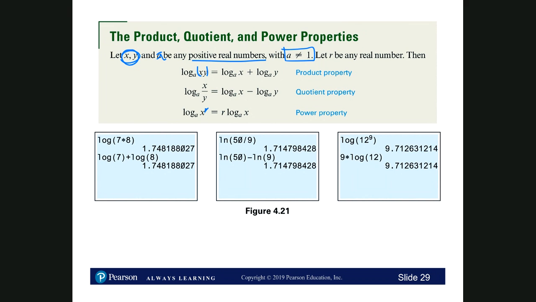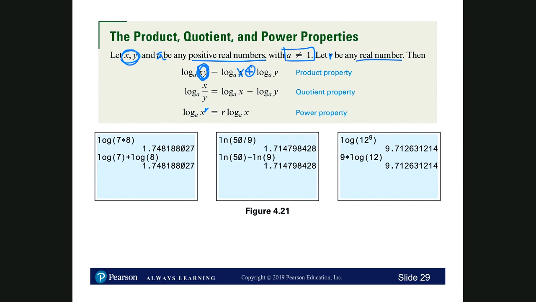So if you have the log of a product, which is what you have here, the product is x and y multiplying each other, that could be expanded into the sum of two logs. So two logs adding each other. And what you do is you split the argument that you have here, x, you put x here, and then you put y on the other one.